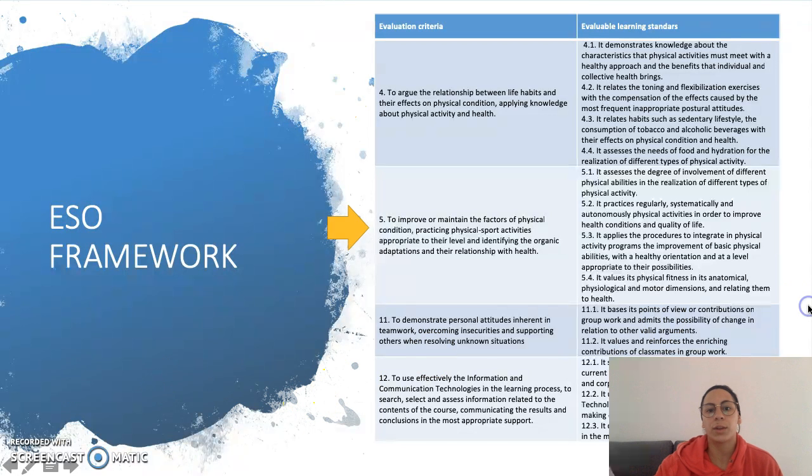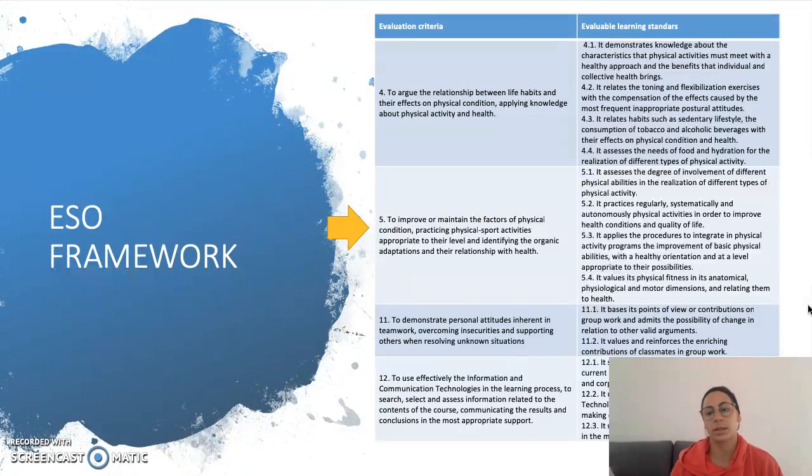With evaluation criteria number 5, to improve or maintain the factors of physical condition, we will learn what the risks of extreme practices are, so the students can apply the correct procedures with the appropriate activities in a physical activity program. As the Real Decreto doesn't say anything about the content, I use the content of the Decreto 187/2015 de 25 de agosto de ordenación de las enseñanzas de educación secundaria obligatoria en Cataluña.